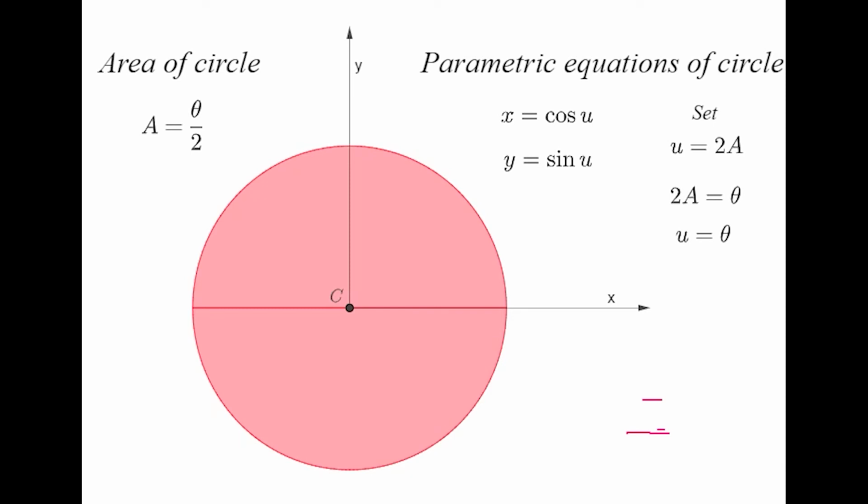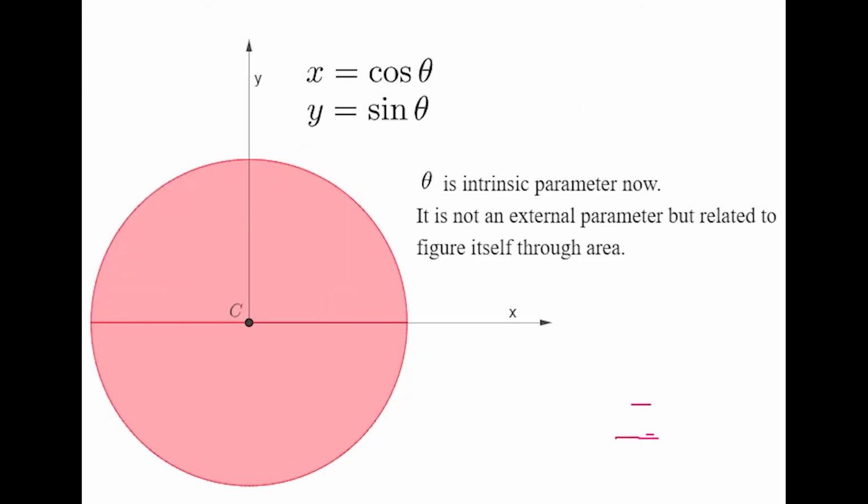So substituting u in parametric equations will give us the original parametric equations. x is equal to cos theta and y is equal to sin theta. But note the difference that theta is an intrinsic parameter now. In other words, theta is actually representing the area of the circle. In other words, the parametric equations of the circle now depend on some property that is intrinsic to circle, its area.